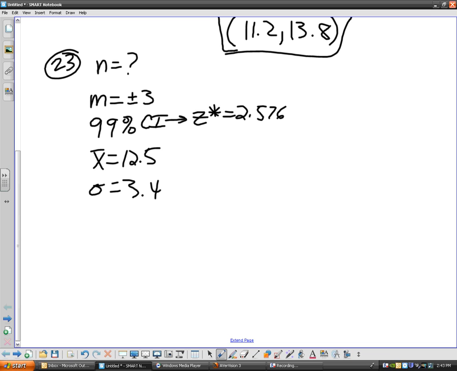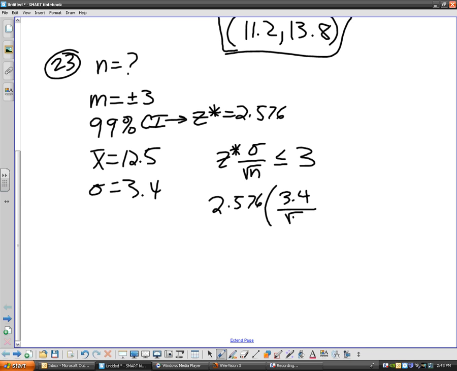So our margin of error is z-star times standard deviation divided by square root of n, and we want that to be less than or equal to 3. You can use plus or minus 3, but we're going to be squaring later, so it doesn't matter. We're solving for n, so I'm going to plug in 2.576 times the standard deviation divided by the square root of n. Just put equals 3 here, it'll be easier to solve it, and then at the end you can put in an inequality symbol.